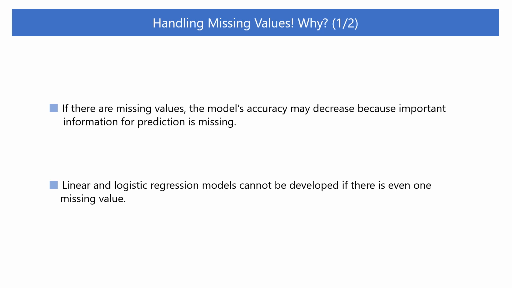Predictive analytics aims to predict future events based on data. If there are missing values, the model's accuracy may decrease because important information for prediction is missing. In addition, linear and logistic regression assume that values are input for all features, so the model cannot be developed if there's even one missing value.